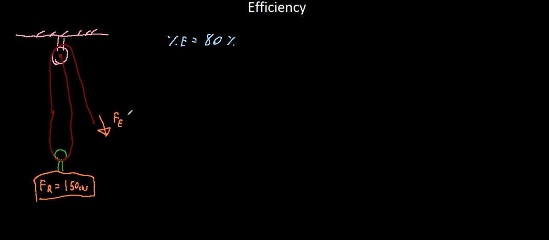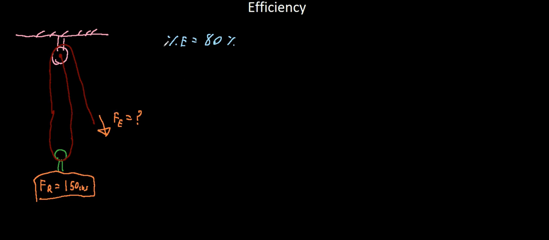And let's say, what is the effort force? That's what we're looking for. The reason this one is more challenging is that we're working backwards. We're given the efficiency and we have to find one of our variables. At first glance, you might think, this is a block and tackle, so I count the number of strands supporting FR, and what we get is an IMA.